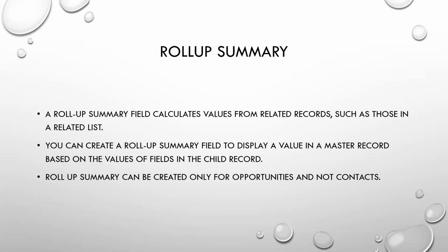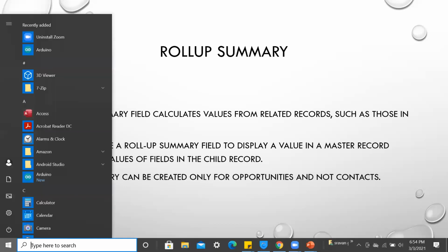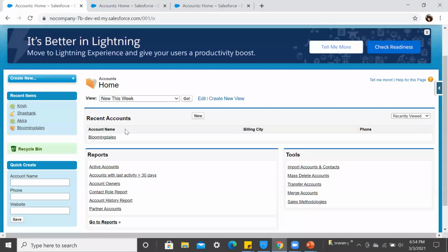Coming to roll-up summaries, as we all know, roll-up summaries can be created only for master-detail. Even though there's a master-detail relationship between both account and opportunity and account and contact, a roll-up summary can be created only for account and opportunity. So I will show you. I've already created a roll-up summary.